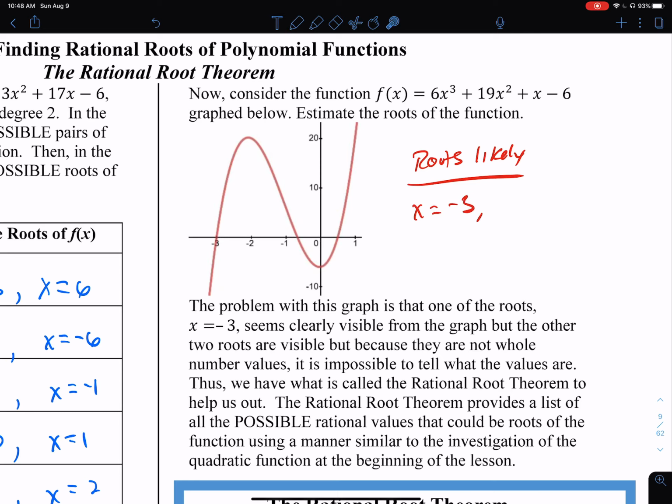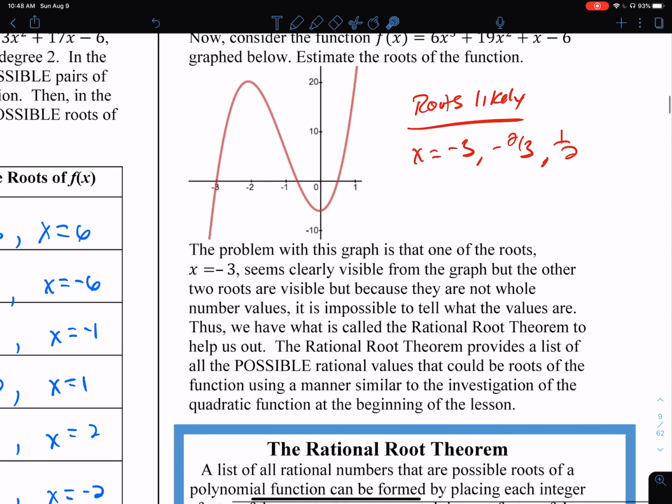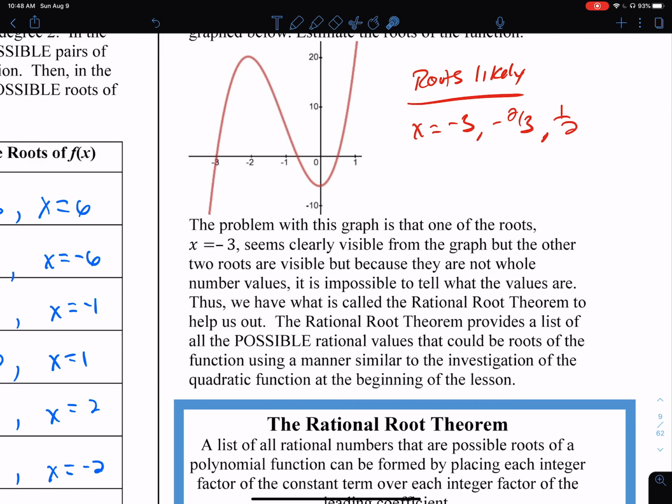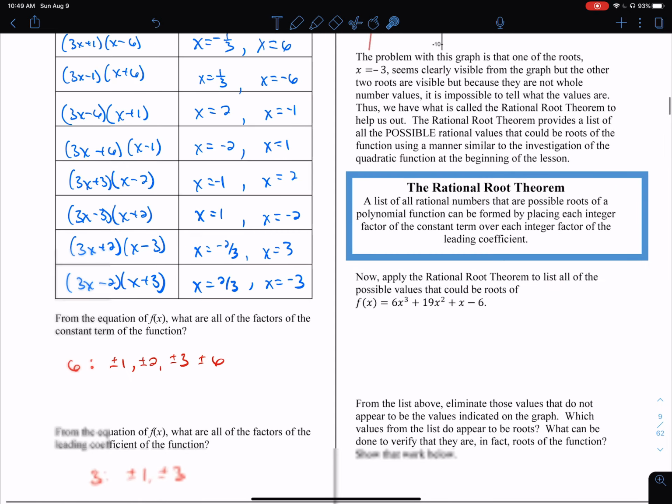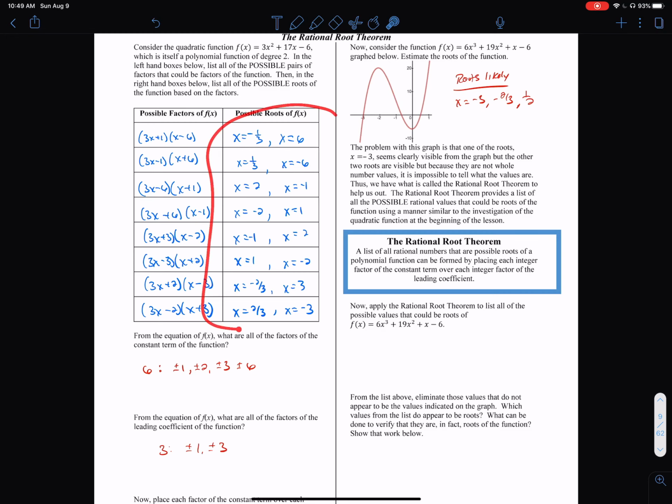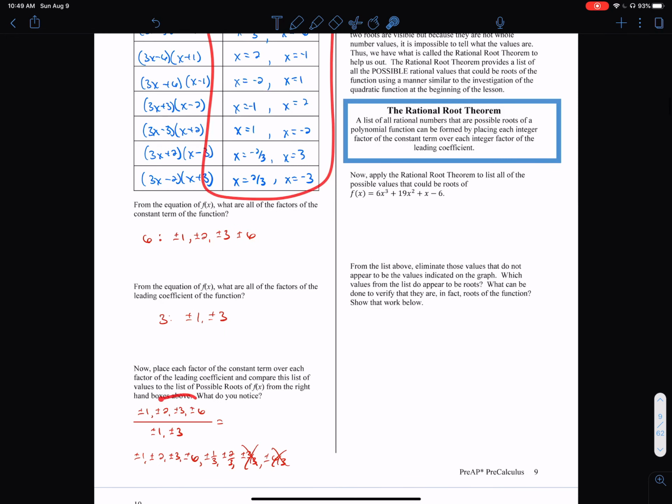-3 is a root. These ones here aren't integers. So I'm guessing this one might be -2/3. Maybe. I don't know. This one here looks like it could be halfway between. Maybe that's 1/2. Notice I wrote the word likely, the likely roots. Well, the rational root theorem is going to help us avoid doing all of this and going directly to this.